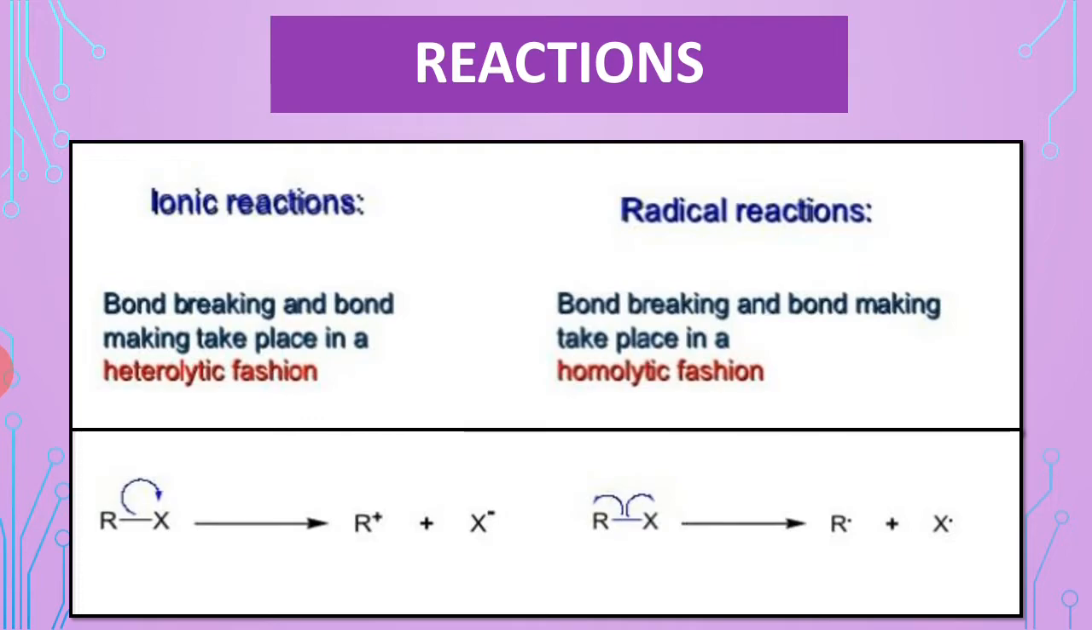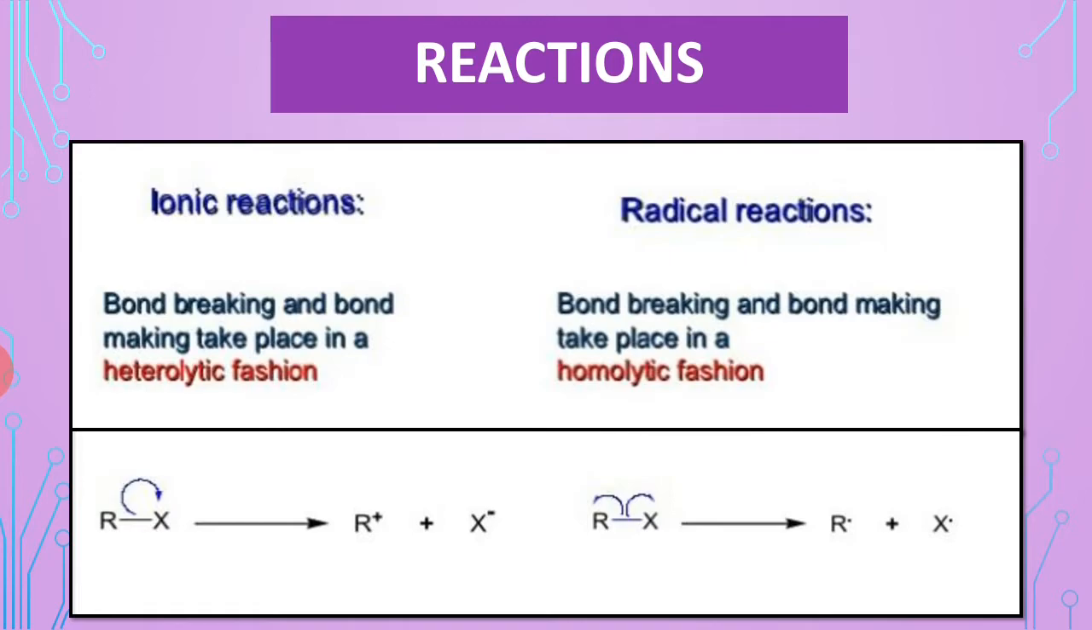What are the reactions? Reactions are of two types, ionic reaction and radical reaction. What is the ionic reaction? Ionic reactions are those where bond breaking and bond making take place in a heterolytic fashion. For example, RX, where RX means alkyl halide. In this case, the covalent bond breaks in such a way that the previously bonded species takes both original electrons from the other species, and hence there is a formation of positive and negative charges.